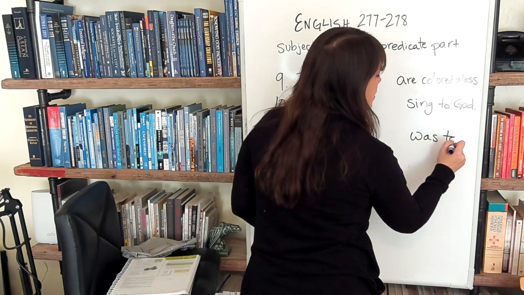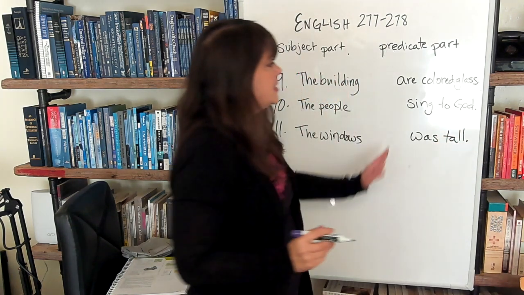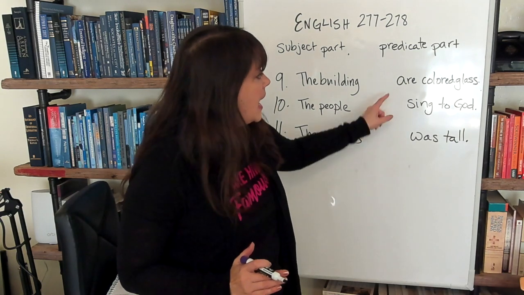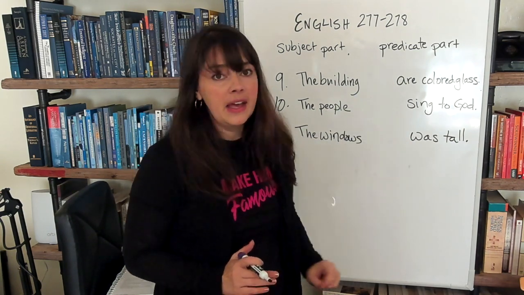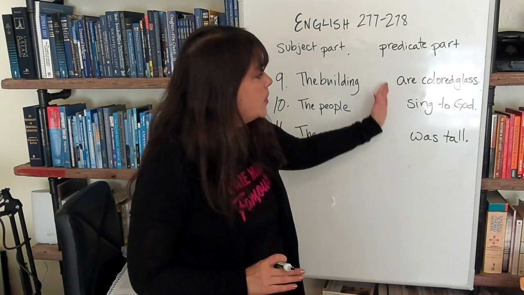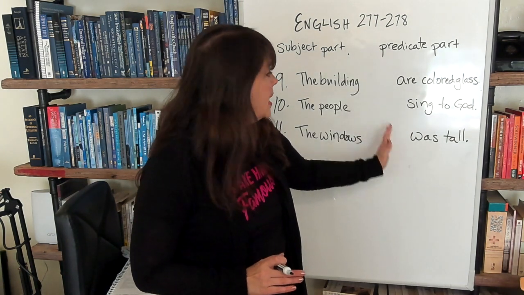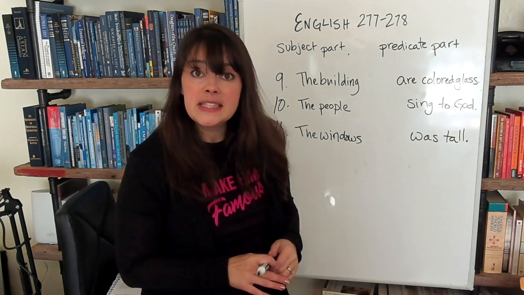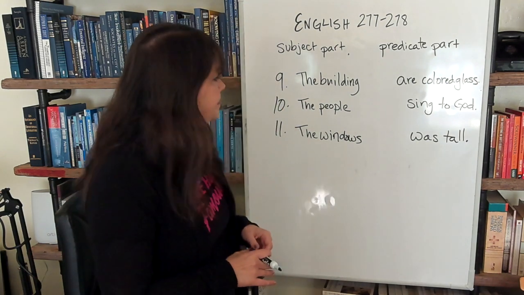Was tall. Now you can see none of these are complete sentences on their own, right? They're just fragments, and they all have a verb in them. So we know these are all predicate parts. Let's connect these by drawing a line into complete sentences that make sense, okay?